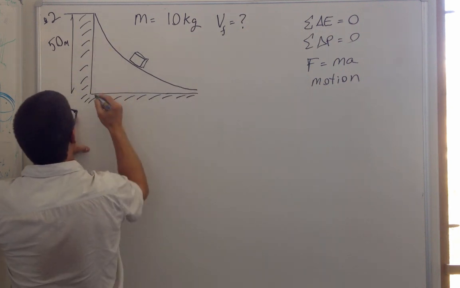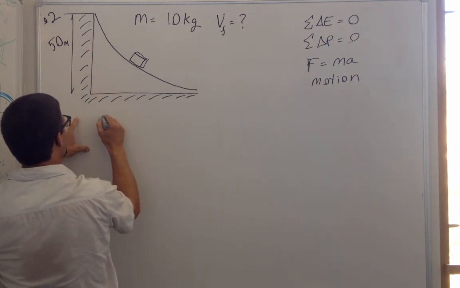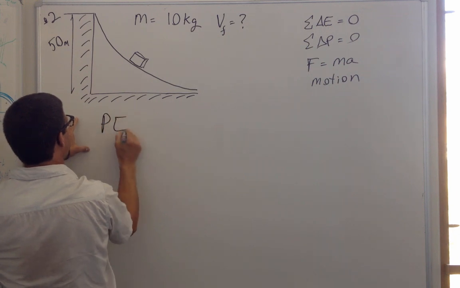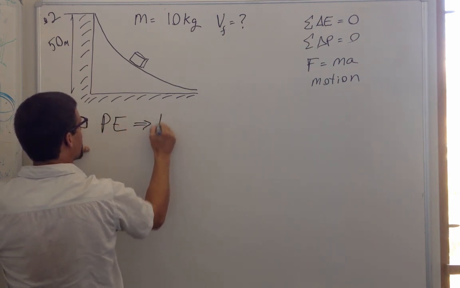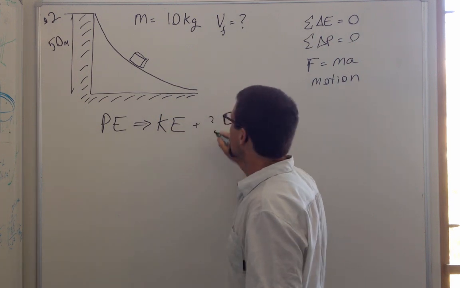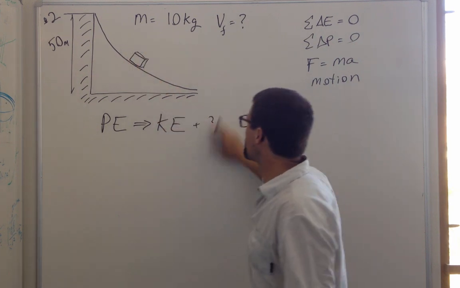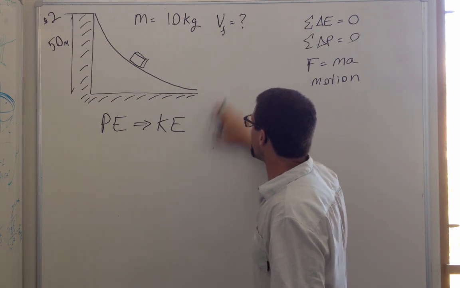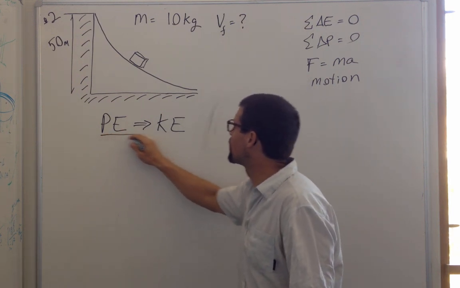Well, we know that we start with potential energy. So the potential energy must be turning to kinetic energy, right? Plus other losses, right? It's frictionless, so nothing's being changed to heat. It looks like a perfect conversion. So this should be straightforward.